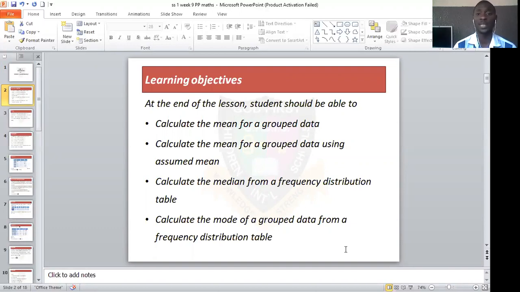Students should also be able to calculate the mean for a group data using an assumed mean. There's a way you calculate the mean for grouped data with an assumed mean, which is still in the range of the data given. They should also calculate the median from a frequency distribution table. You already know how to prepare your frequency distribution table for a group data. And the last thing is the mode for a group data from a frequency distribution table.